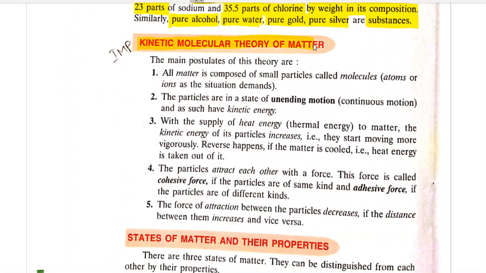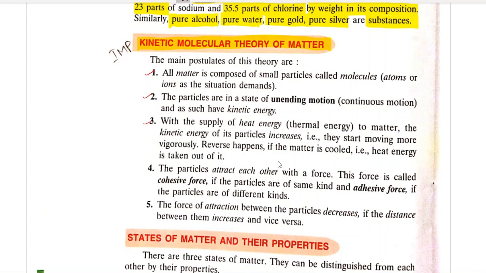Now this we have studied in detail in physics chapter 1. So I'm not going to repeat it word by word, but I'm just going to give you an overview as I told you. So matter is made up of small particles called molecules or atoms. Particles are in the state of random continuous motion or unending motion. With the supply of energy, heat energy, the kinetic energy of the particles increases and they start moving more vigorously.